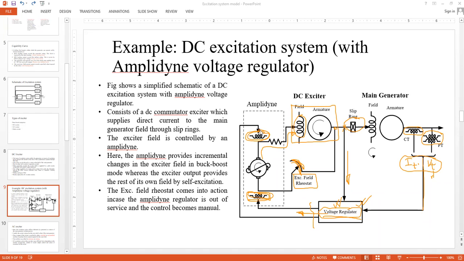Before the advent of transistors or semiconductor devices, the amplification job had to be done either mechanically or electrically. The electrical amplification, you can say, is rotational type, and the amplidyne provided you that sort of amplification in the signal, the required amplification.